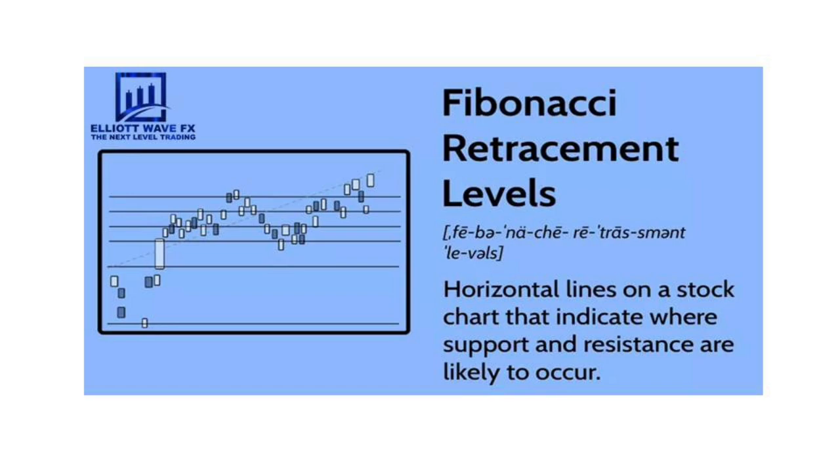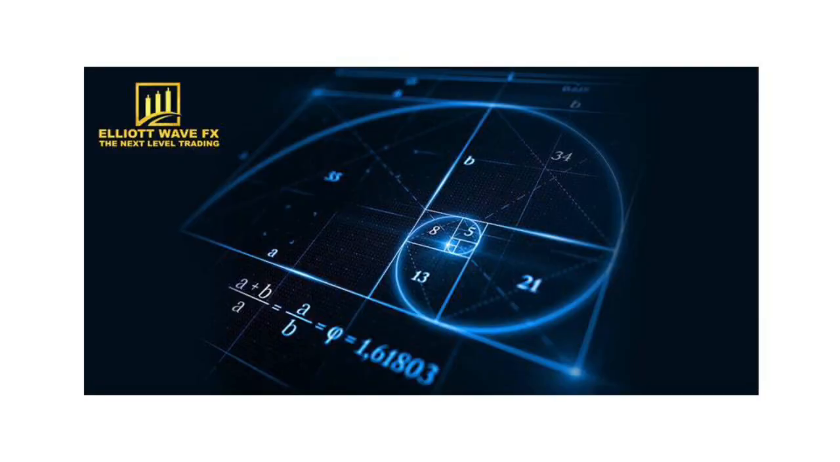How to use Fibonacci retracements. Let's talk about Fibonacci retracement levels. Fibonacci retracement levels are horizontal lines that indicate the possible support and resistance levels where price could potentially reverse direction. The first thing you should know about the Fibonacci tool is that it works best when the market is trending.